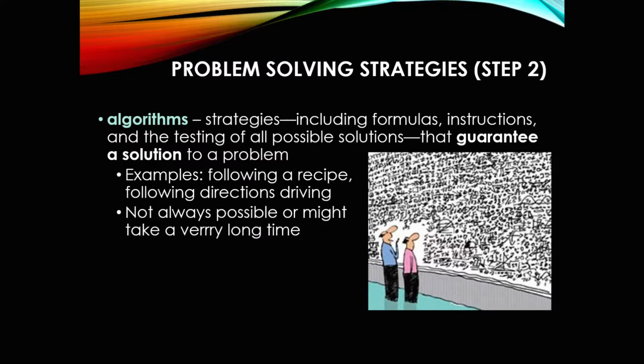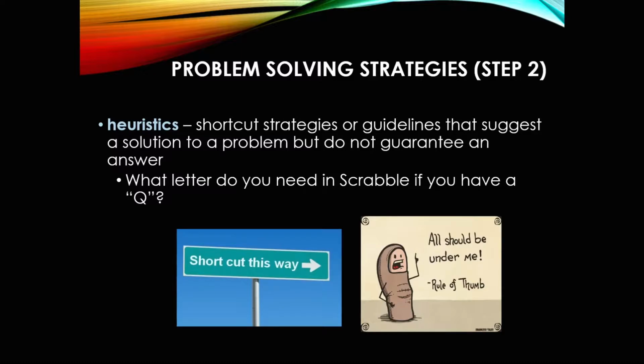Algorithms are great if you have one, if you have the time, but unfortunately, they're not always possible. Or if they are, they might take a very long time to do. So, one thing that humans typically use to help with that process is something called heuristics. And heuristics are really just shortcut strategies or guidelines that help to suggest a solution to a problem, although they don't necessarily guarantee an answer.